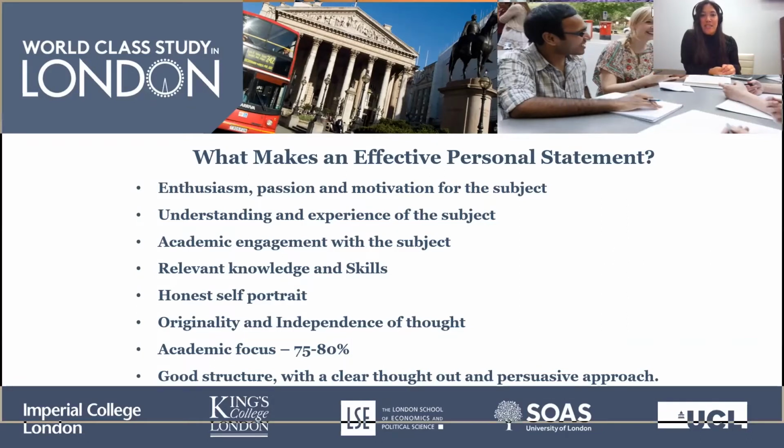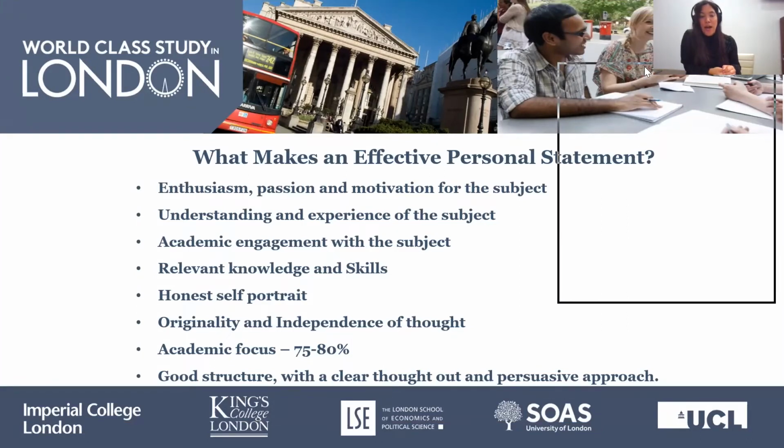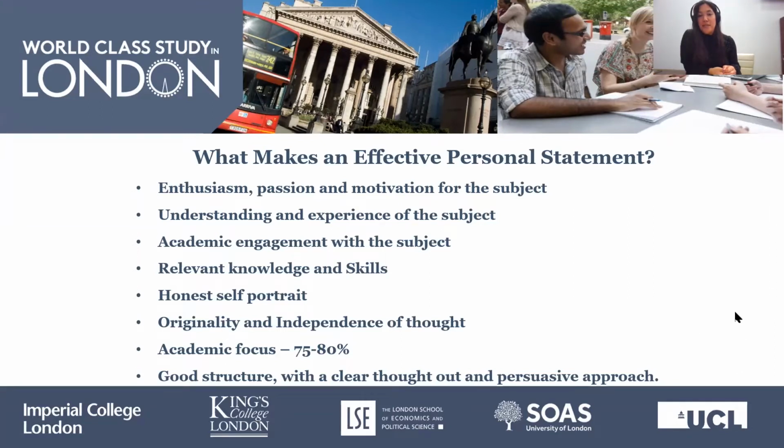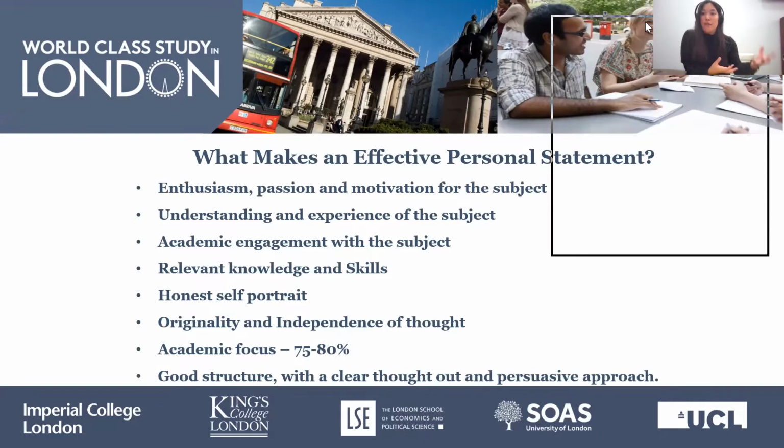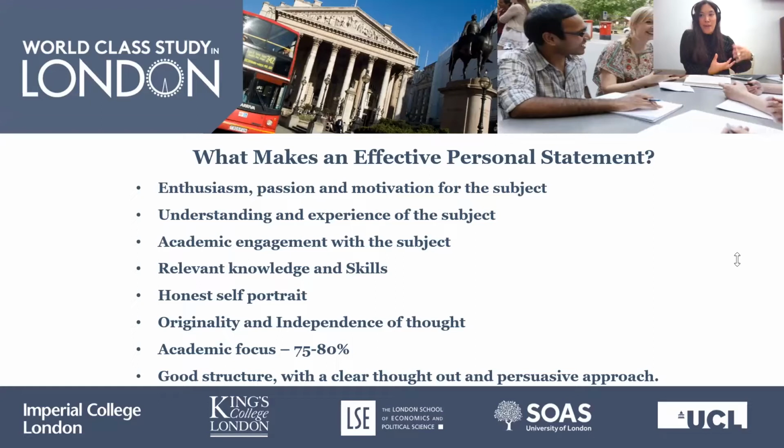Next would be originality and independence of thought. So when we look at originality and independence of thought, we're looking at, so they've read lots of articles, they've read around different areas. Do they actually understand how they can apply that knowledge? Do they have a critical eye to that knowledge? And are they looking to expand on that subject area, and what are they looking to really be able to bring to a particular subject?